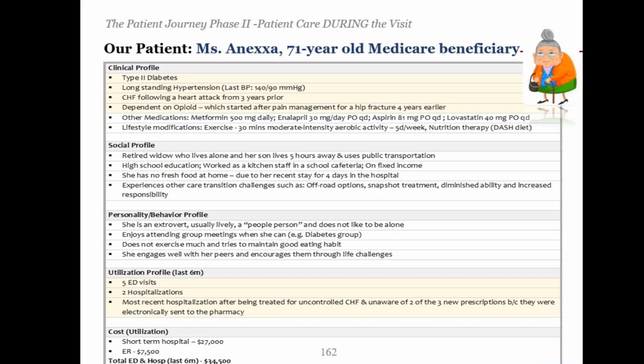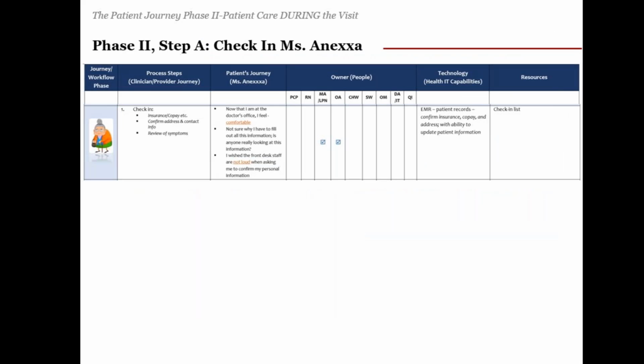Okay, so again, reminding us of our test patient, Miss Alexa. So be mindful of her clinical profile. We talked about, just before we ended phase 1, key things to bring up during the team huddle about this patient, the fact that she had a recent hospitalization, the fact that she's diabetic hypertensive, and what other care gaps we might need to close.